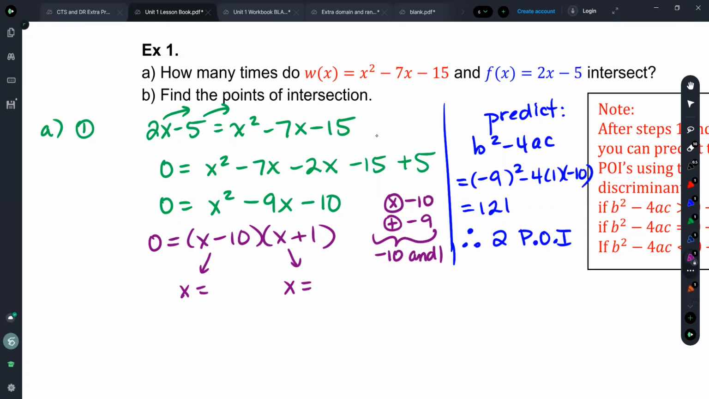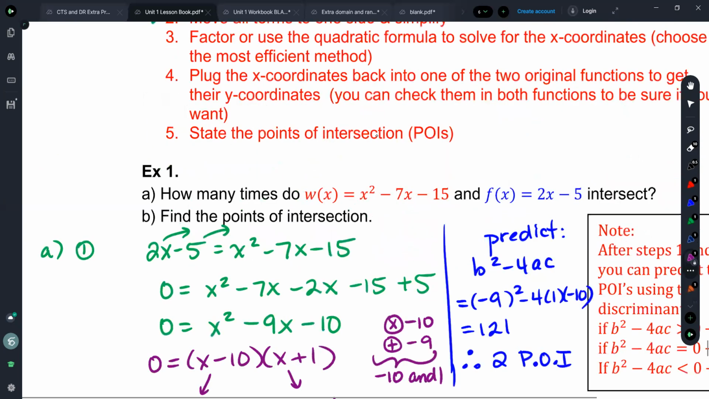Maybe someone who hasn't answered yet. What would be the x values here? Abby? 10 and -1. We just take these in the brackets and switch the signs. Okay, so I now know the x's of the points of intersection. Every point has an xy coordinate. So I now need to know the y coordinates of the point of intersection.